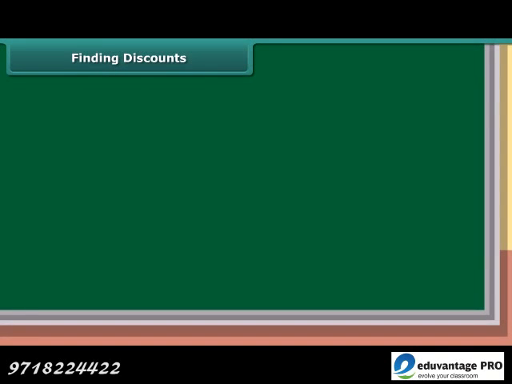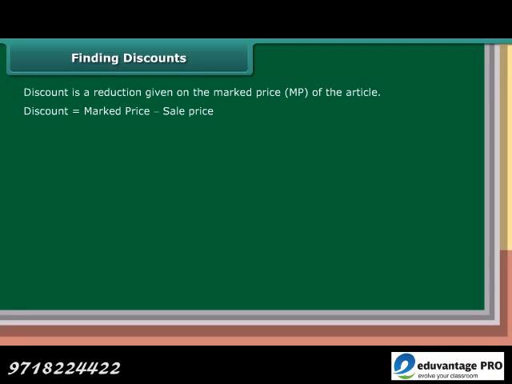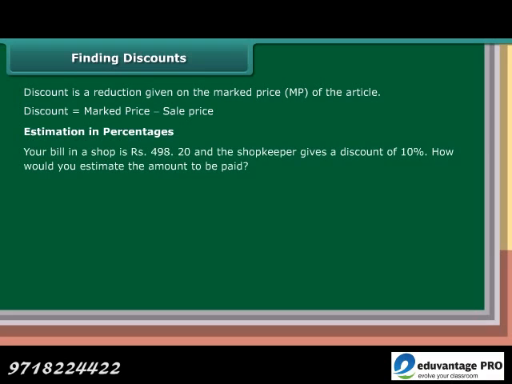Finding discounts. Discount is a reduction given on the market price MP of the article. Discount is equal to market price minus sale price. Estimation in percentages. Your bill in a shop is Rs 498.20 and the shopkeeper gives a discount of 10%. How would you estimate the amount to be paid?